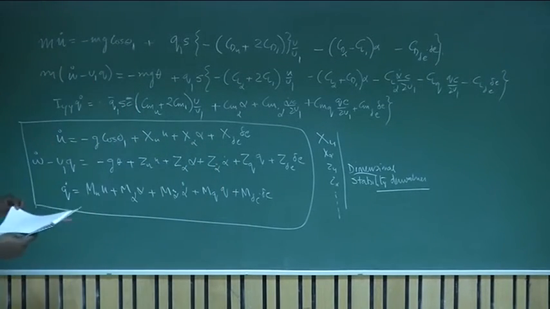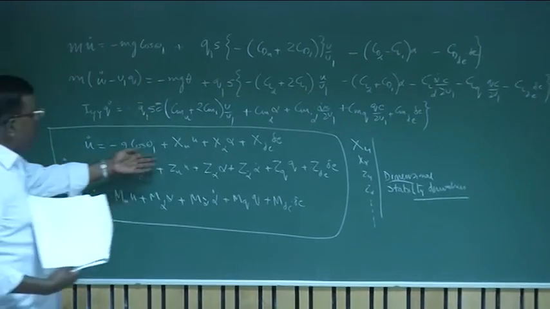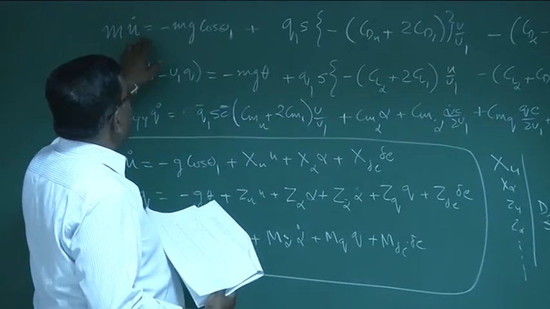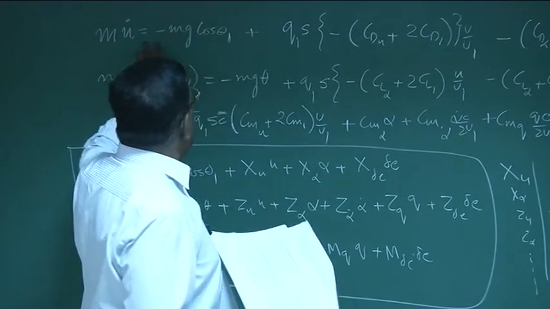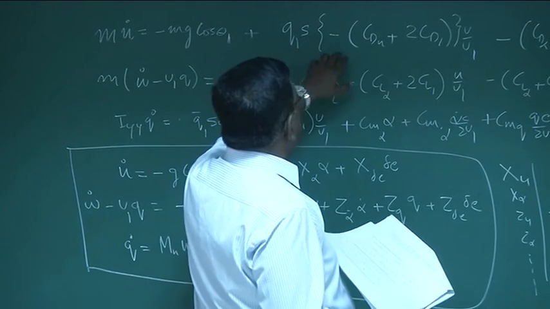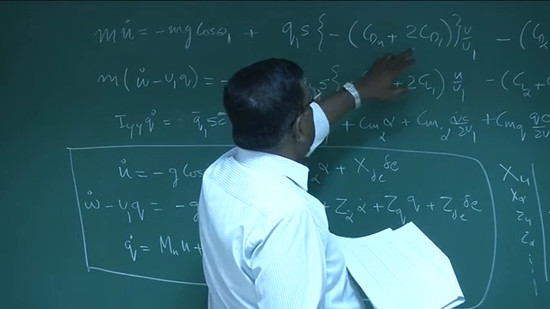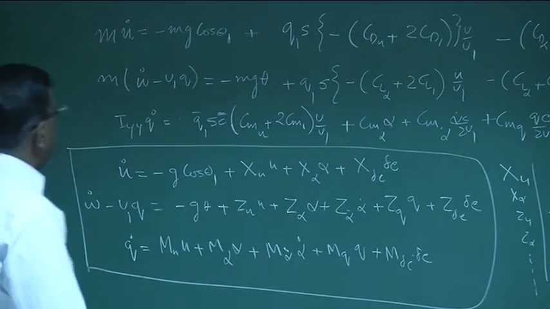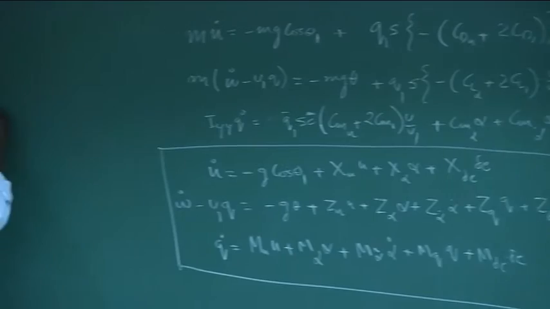For your ready reference, which I will not write here, you know very well what xu is. You need not require anybody's help. Xu will be obtained by simply dividing this equation by m. So xu will be q1s by m into minus cdu into u by u1.